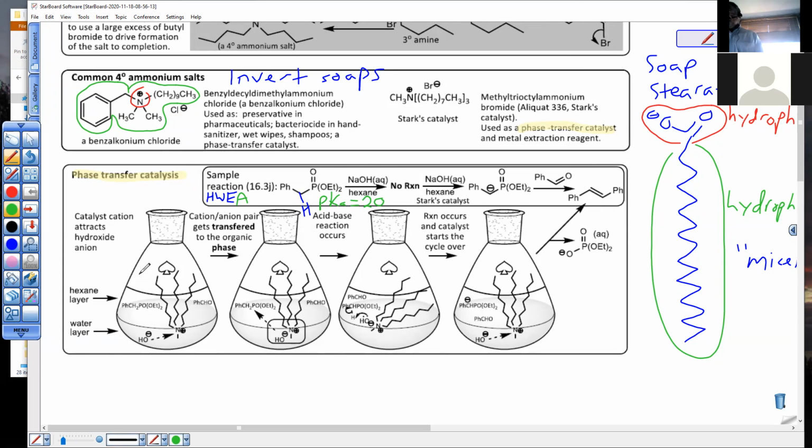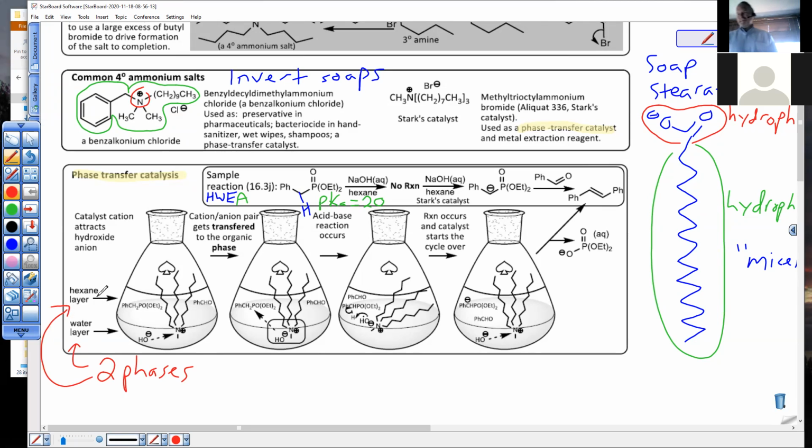Right now, here's the situation. I've added all the ingredients I need. I have my hydroxide somewhere. Oh, there it is. It's in the water layer. We have two layers here, two phases. We have a water phase and we have an organic phase. In this case, we use hexane.